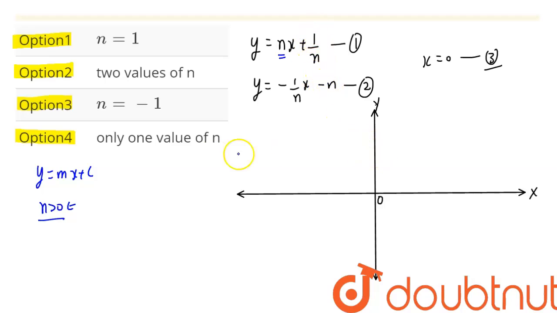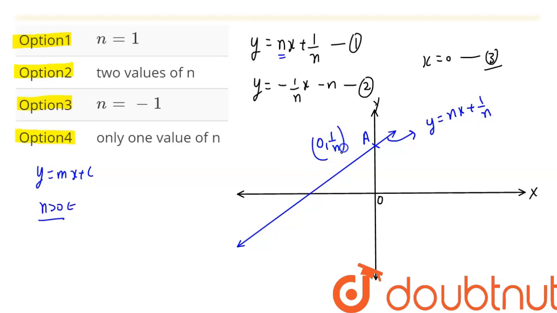So let us say that we have the line like this. This is the first line which we have drawn here, and this line is y equals nx plus 1 by n. Here 1 by n is the y-intercept. Let us say that this is the point A. The coordinates of the point A would be: the x coordinate as 0, and the y coordinate would be 1 by n.